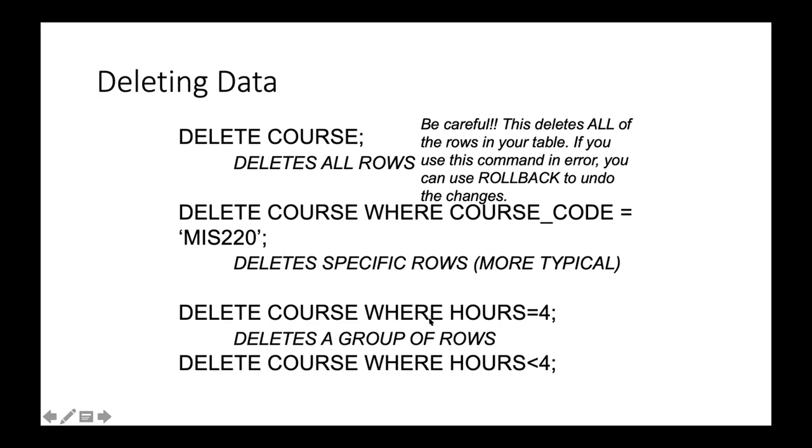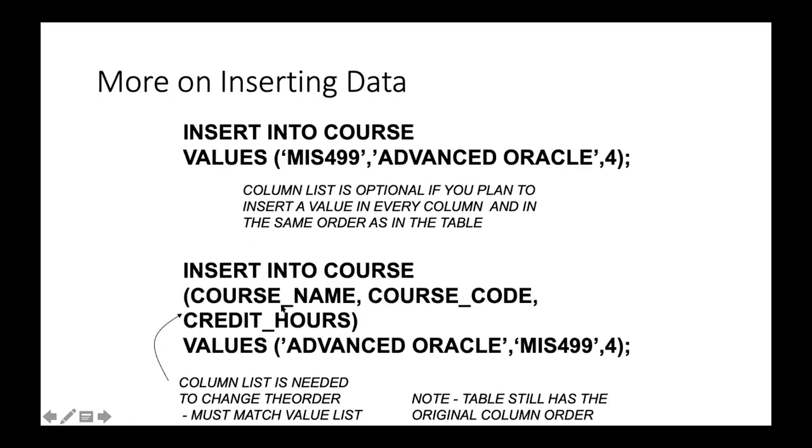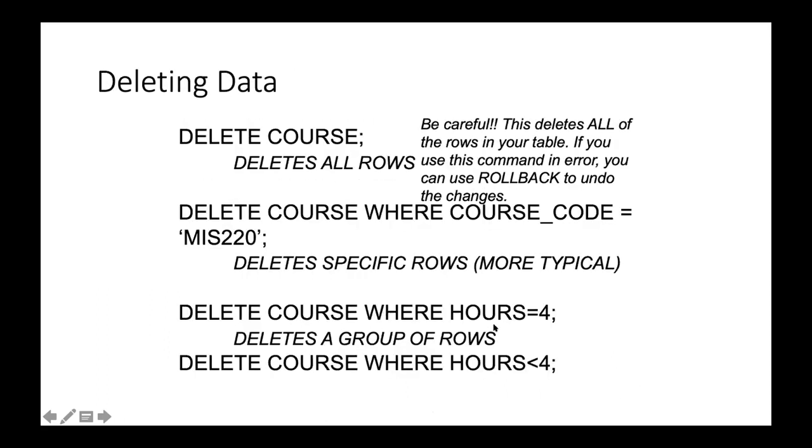So if you see here, we had course name, course code, credit hours. So you can also decide on deleting records where your hours are 4, for example. Or if you want to decide where your hours are less than 4, all those records also. So you can put conditions also here in your where clause.